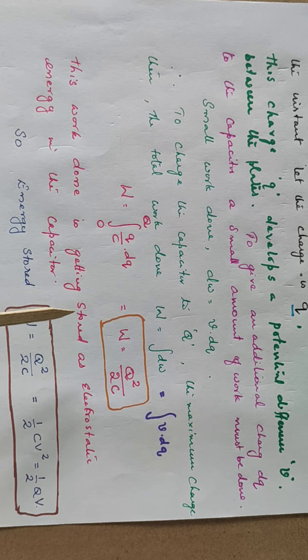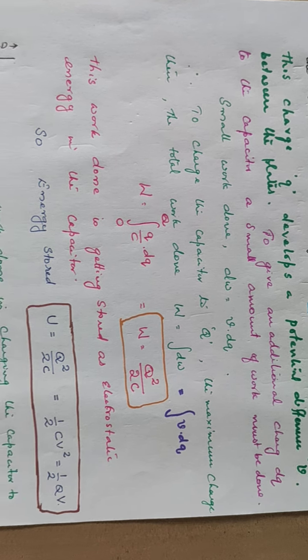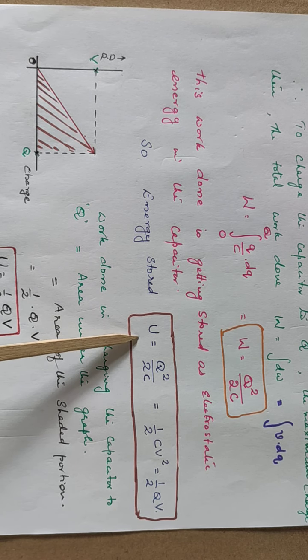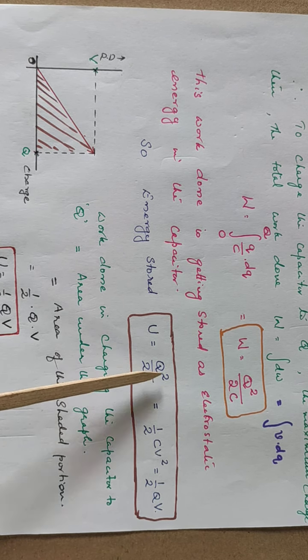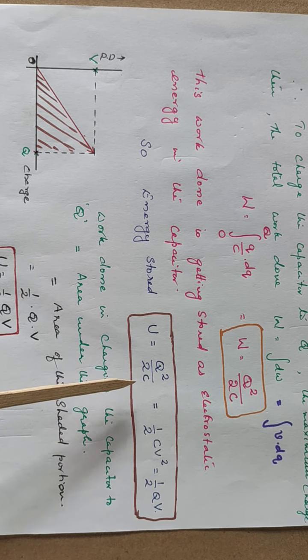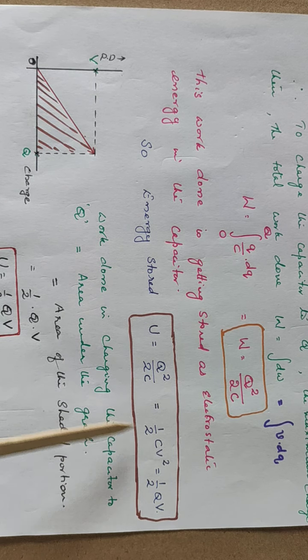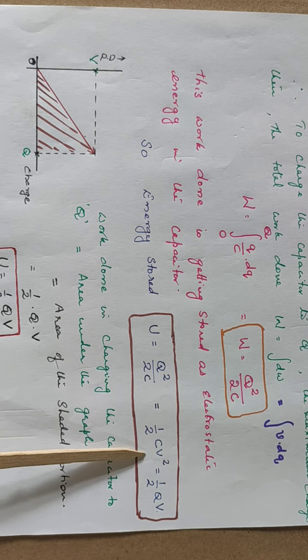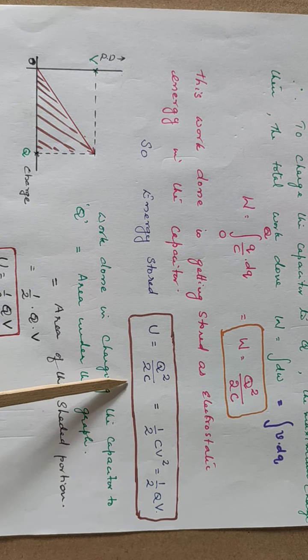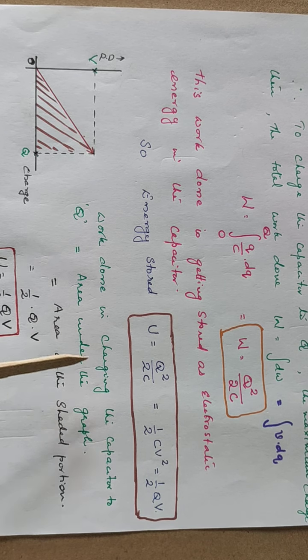This work done is getting stored as electrostatic energy in the capacitor. So, energy stored in the capacitor, represented by U, is equal to Q square by 2C. Now, this equation can be rewritten as half CV square, or equal to half QV, with the help of the capacitor equation.